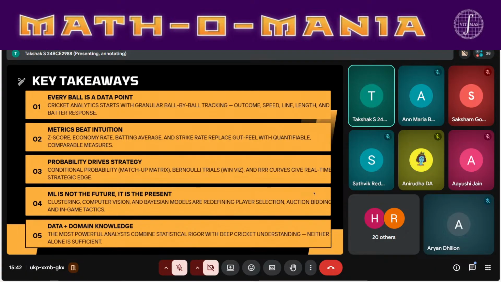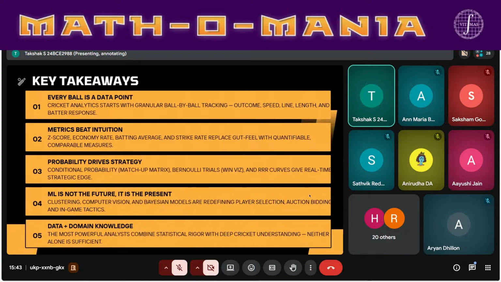And the second one, metrics beat intuition. The Z score, the batting average, the strike rate, the economy rate, the dot ball priority. Each of these replaces a vague gut feeling with a precise, quantifiable, comparable number. Intuition has its place, but metrics built from thousands of data points are more reliable and more consistent.